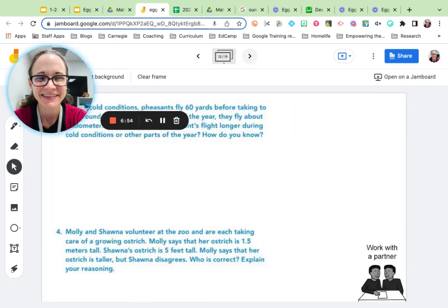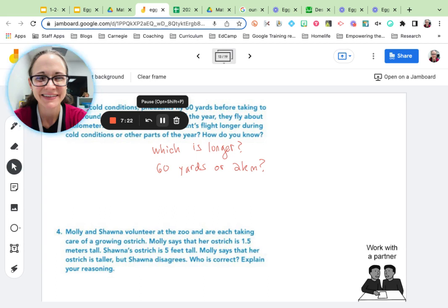Now let's talk about what happens when it's cold outside. During cold conditions, pheasants fly 60 yards before taking to the ground for cover. In other parts of the year, they fly about 2 kilometers. What do you think? Is the length of the pheasant's flight longer during cold conditions or other parts of the year? On this problem, you're asking which is longer, 60 yards or 2 kilometers?